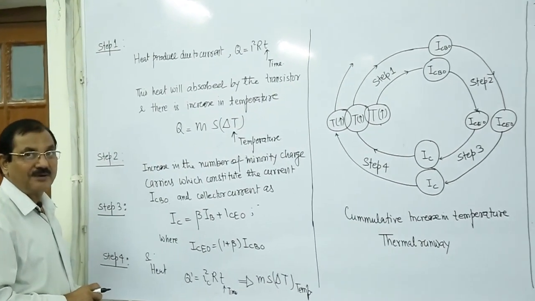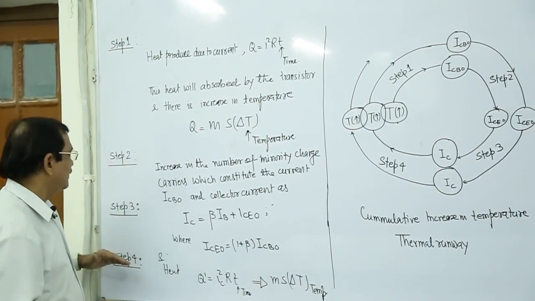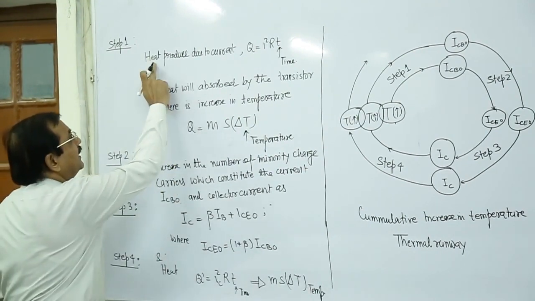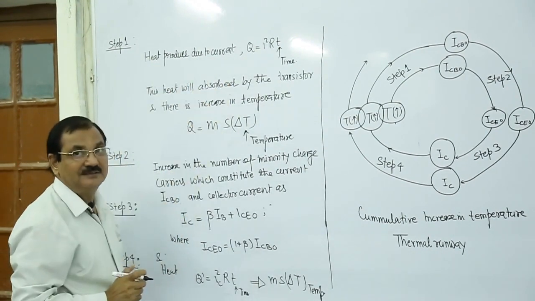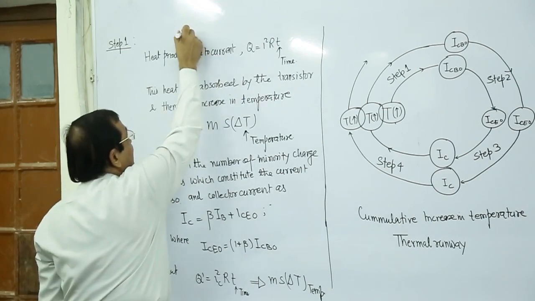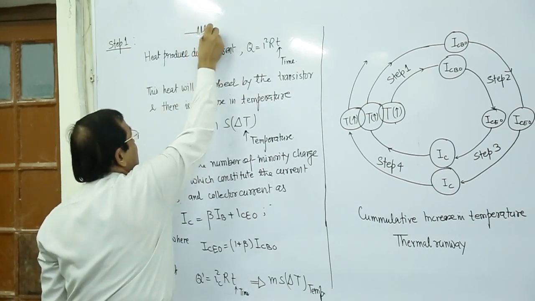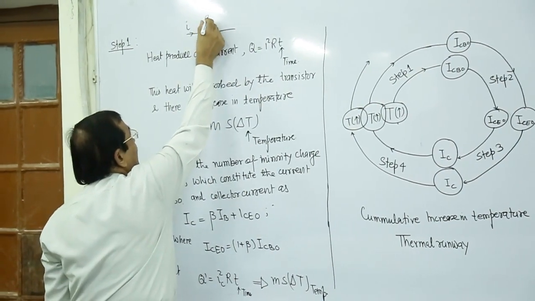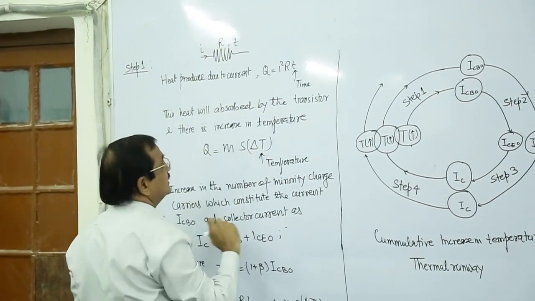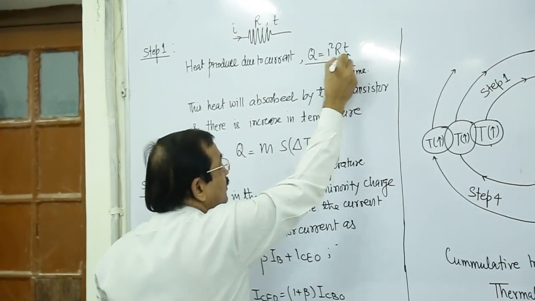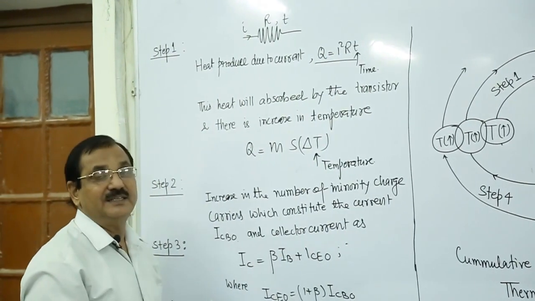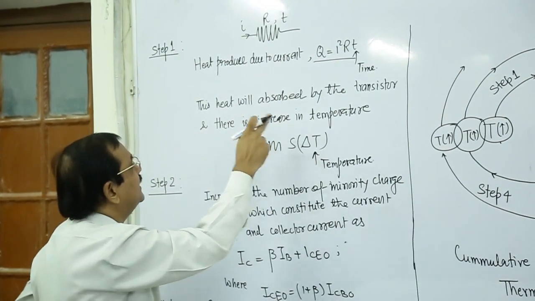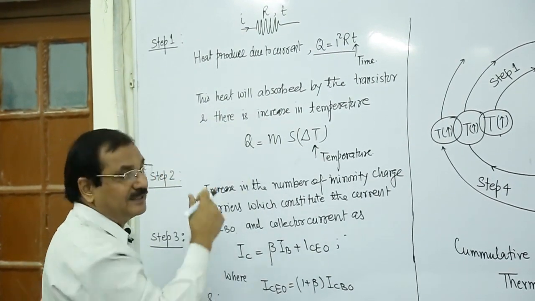So if we categorize the whole concept in various steps, let us take step 1. What is step 1? Heat produced due to the current. It is the simplest: here it is the amount of heat, I is the current, R is the resistance and t is the time. So Q is equal to I squared R t, where t stands for time. This will produce heat, and this heat will be absorbed by the transistor.